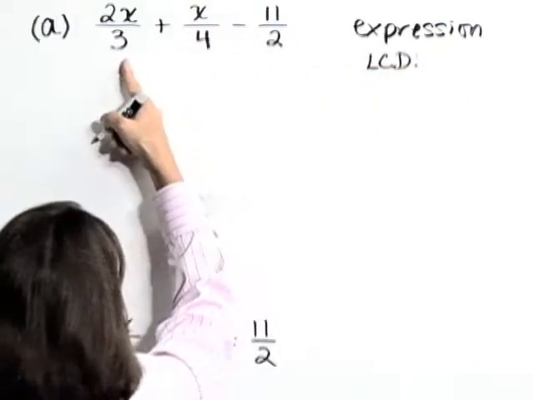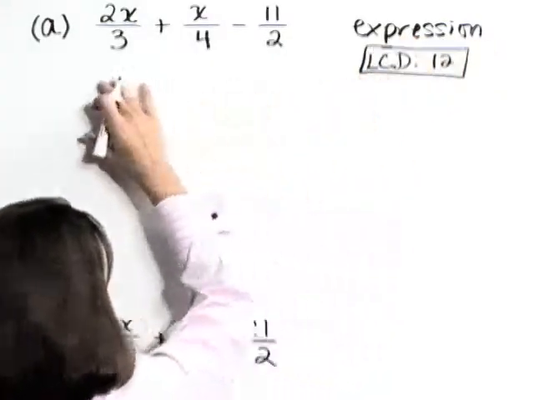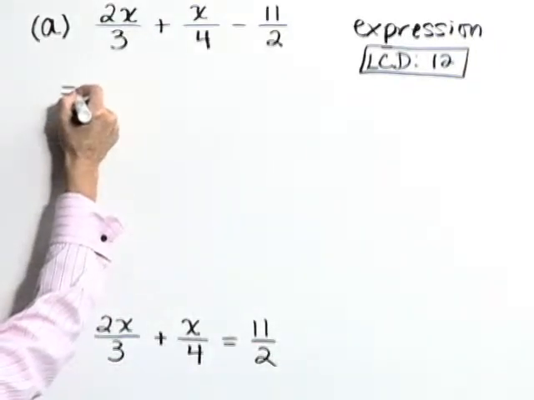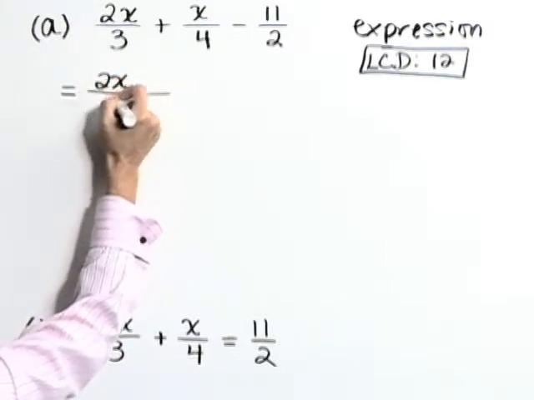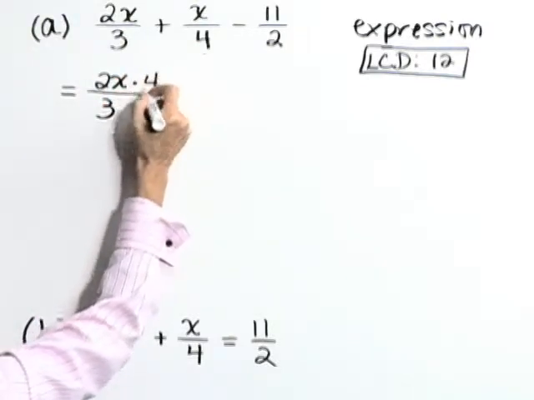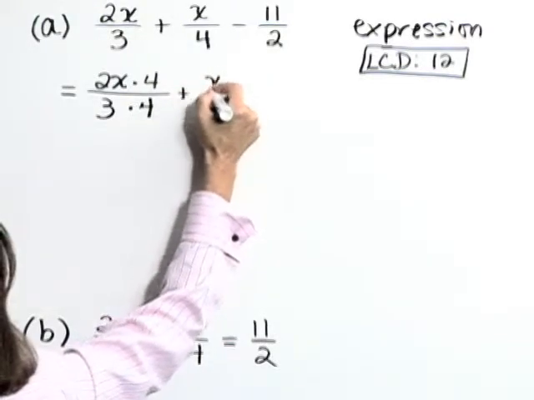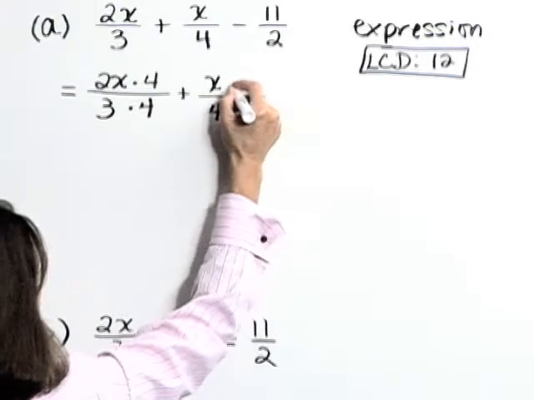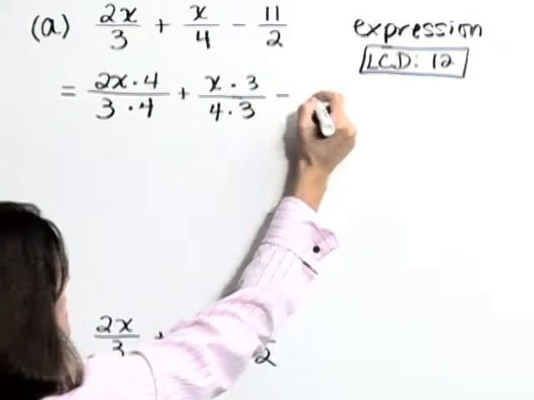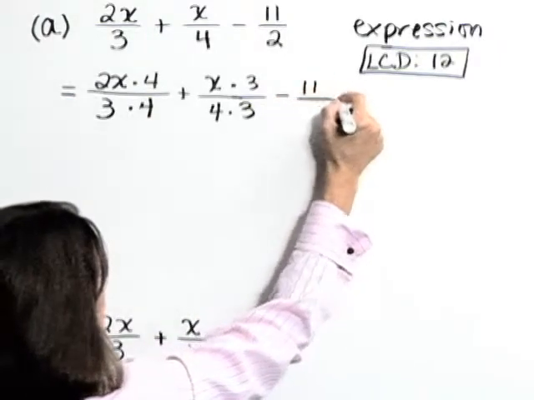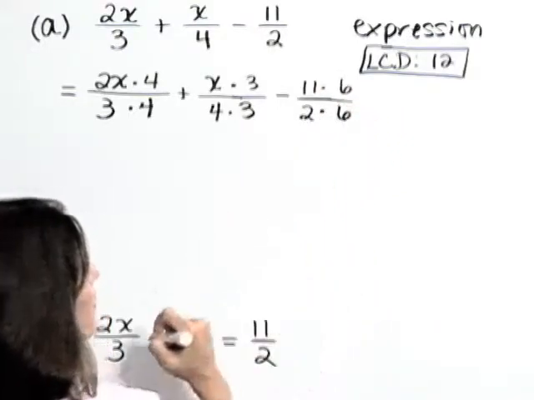A lowest common denominator of 3, 4, and 2 is 12. So let's build each of these fractions up so that they have that denominator of 12. So take 2x over 3 times 4 in the numerator and denominator. Take your second fraction, x over 4, times 3 in both the numerator and denominator. And lastly, we've got a minus 11 halves. Here, take the numerator and denominator both times the value of 6.